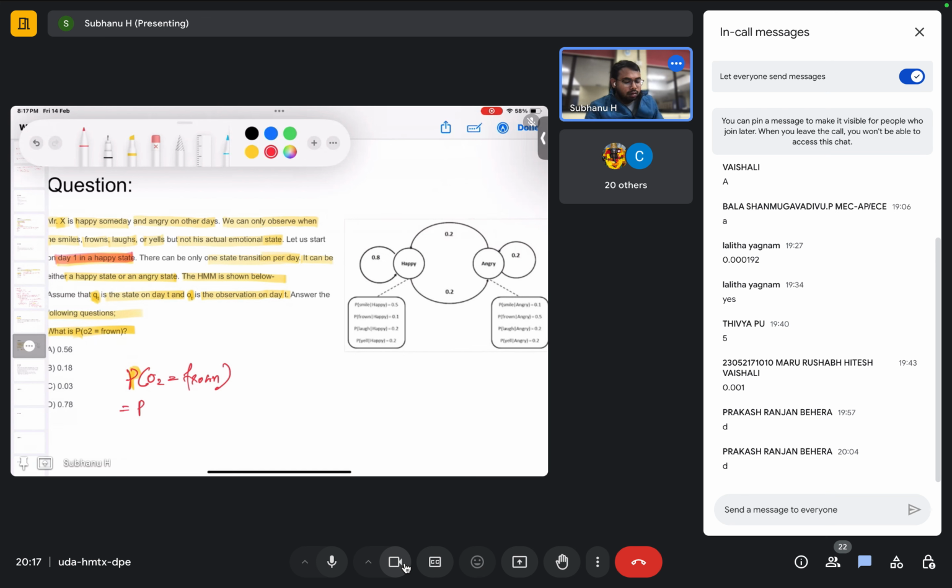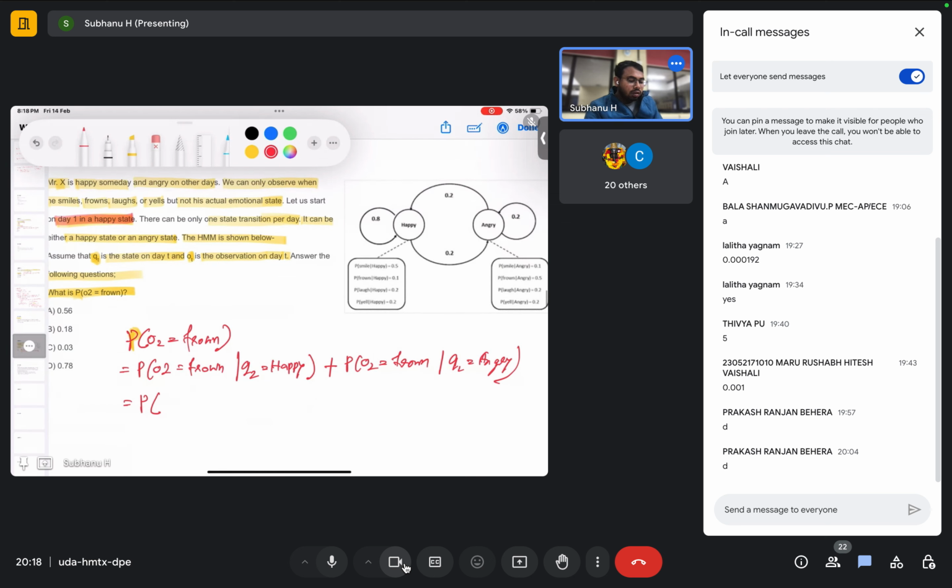Okay, so now what does it mean? This is basically the probability of O2 equal to frown if he is happy on that day, or probability of O2 equal to frown if he is angry on that day. Okay, so we have to find out this one. So what is possible? So this state is happy. So you know this state. Okay. So this means probability of frown given he is happy into probability of happy, and the first day also he was happy. Probability of frown given angry into probability of angry given happy. So this is the answer to your question. Okay.